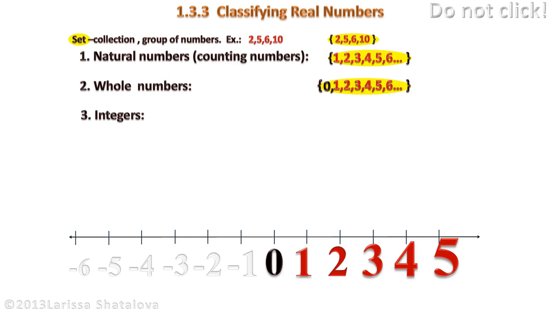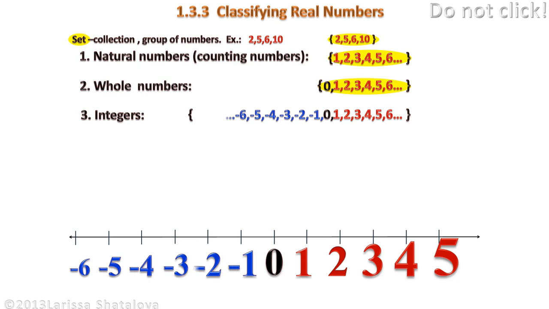The third group is the set of integers. For integers, we have to expand the set of whole numbers, inserting natural numbers with a negative sign in front of them.